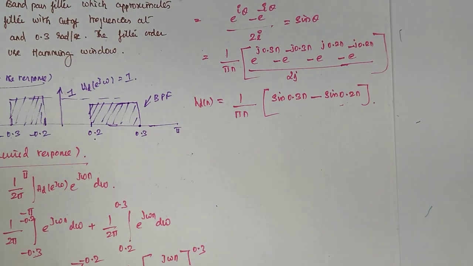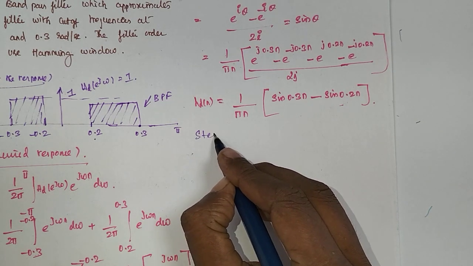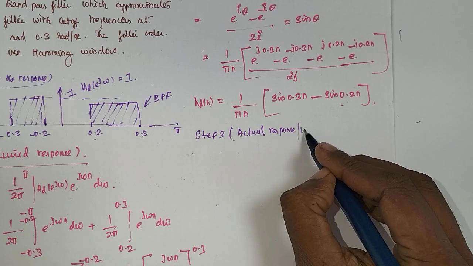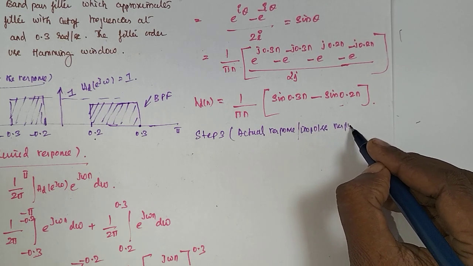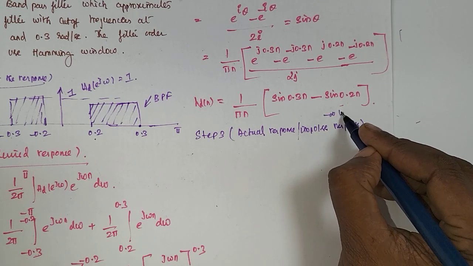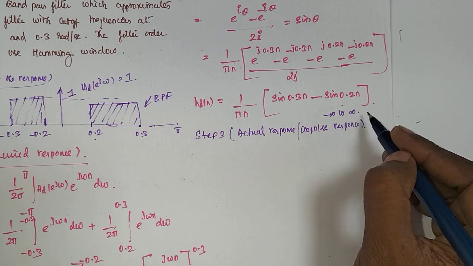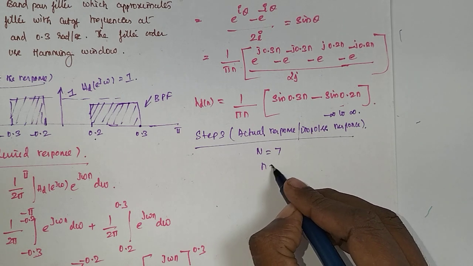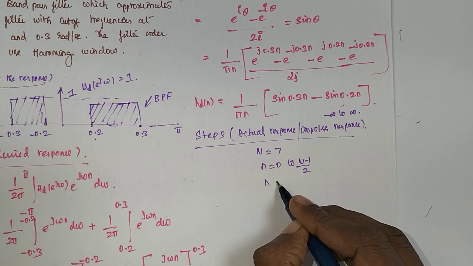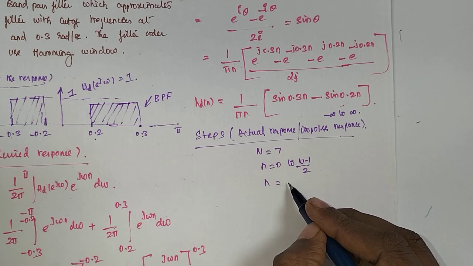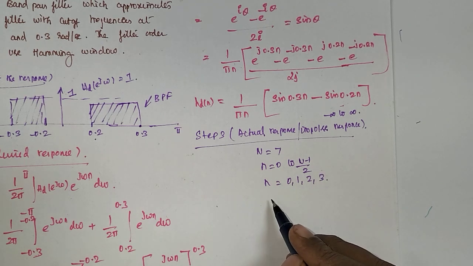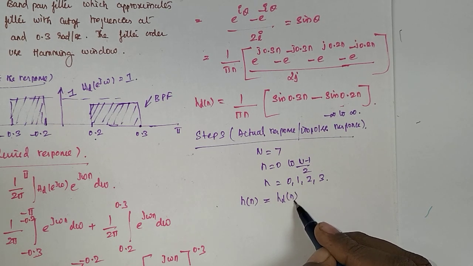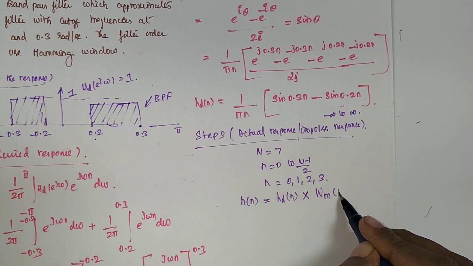Very simple. The next step, step 3, is to find the actual impulse response. Here the desired response is of infinite duration, so we truncate it to finite duration for N equal to 7. So n ranges from 0 to (N minus 1) by 2, that is 7 minus 1 is 6, 6 by 2 is 3, so 0, 1, 2 and 3. For the final h of n, you design the FIR filter using the Hamming window, so you multiply the desired response with the Hamming window.